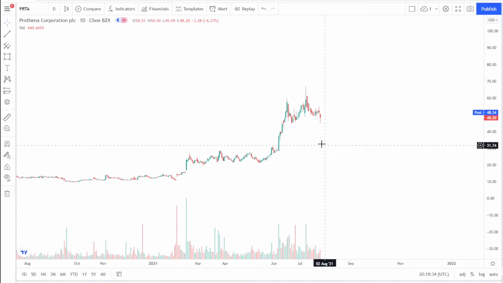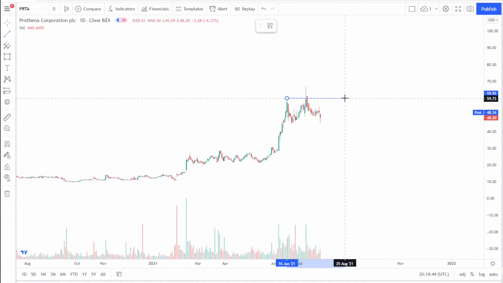And so what the high and tight flag looks like is you have the beautiful 90% rally at least in 2 months or less, and you start to form this high and tight flag.